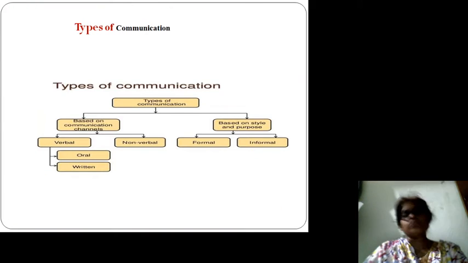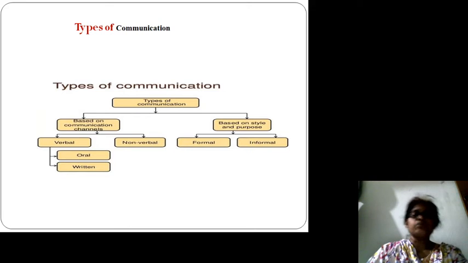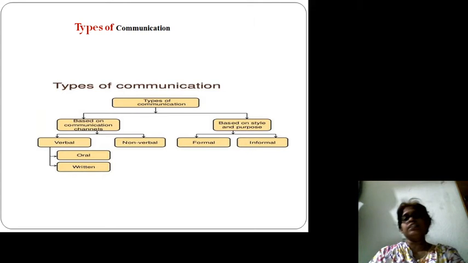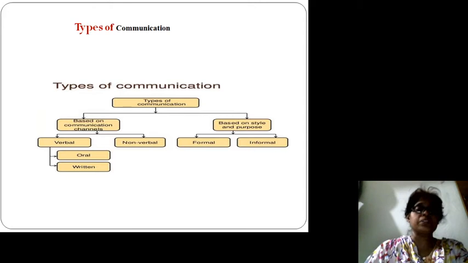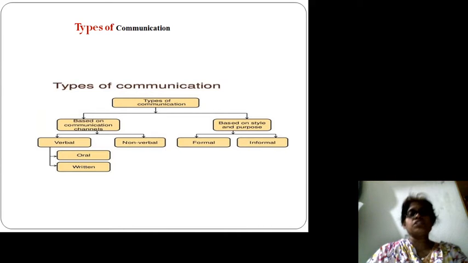Now, types of communication. Types of communication are divided into two parts: based on communication channels, and based on style and purpose. So, what about communication channels? Again, it has been bifurcated into verbal communication and non-verbal communication. Verbal communication again has two parts, oral and written communication, and based on style and purpose, formal and informal communication.